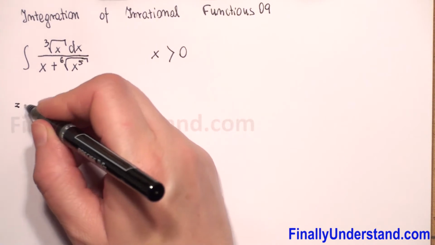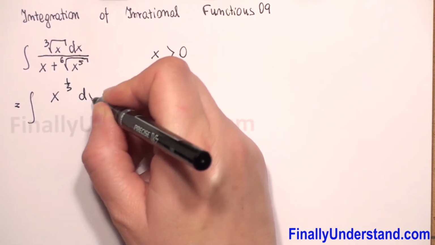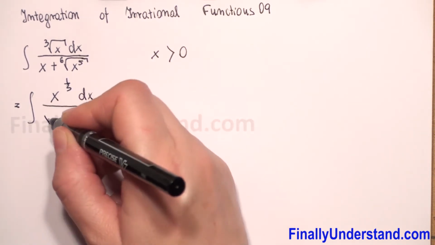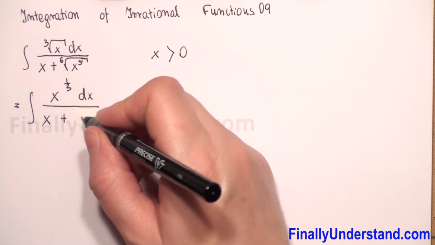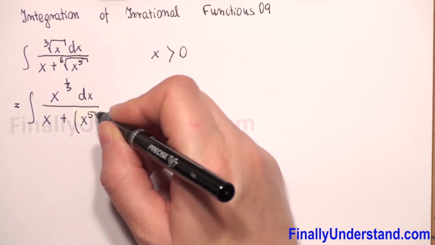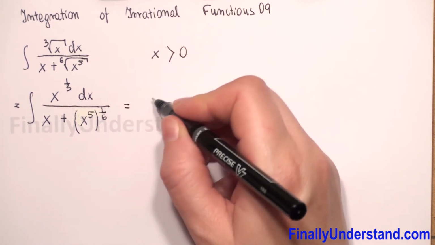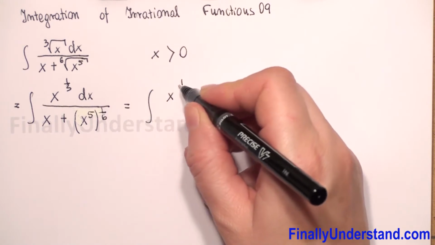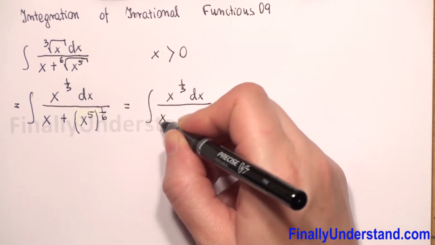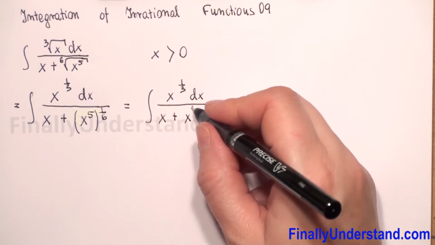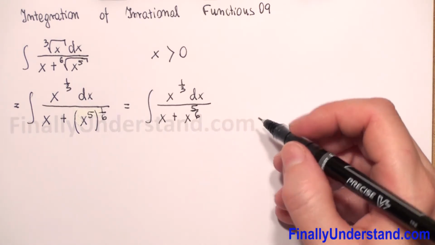So this is equal to the integral of x to the power 1/3 with respect to x, over x plus the 6th root of x to the 5th power, so it will be x to the 5th power to the power 1/6. So this is equal to the integral of x to the power 1/3 dx over x plus x to the power 5/6. Now we will do the substitution method.